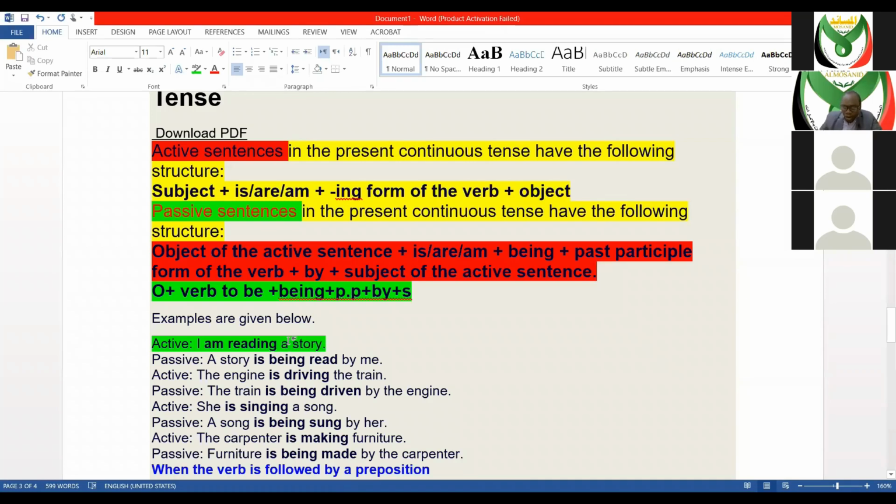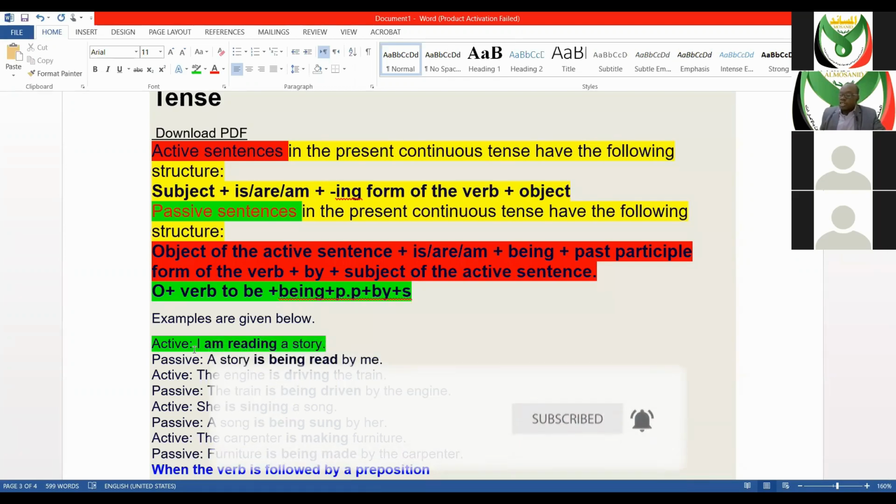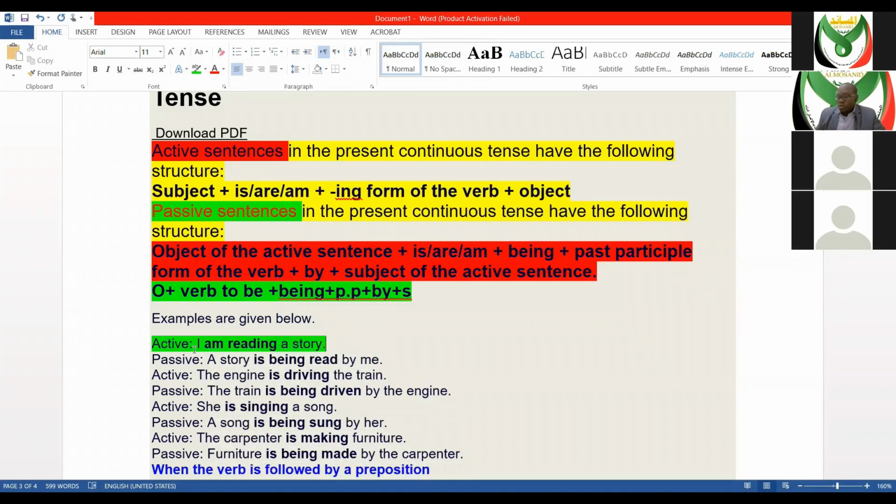واضح يا شباب؟ هنا story it is object هو المفعول به. ماذا تفعل أنت؟ أقرأ شنو؟ القصة. I am reading a story. أنا أقرأ القصة. Okay? I am reading a story right now. Or I am reading a story this evening. I am reading a story.